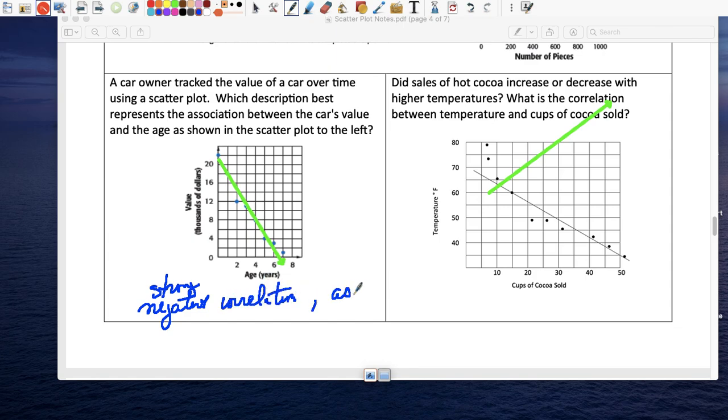Right? As the car gets older, its value decreases. All right, so when it's negative, remember, one goes up, the other one goes down, and when it's positive, they both go up.